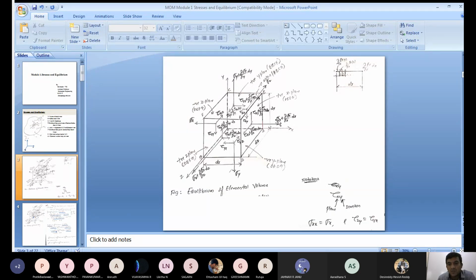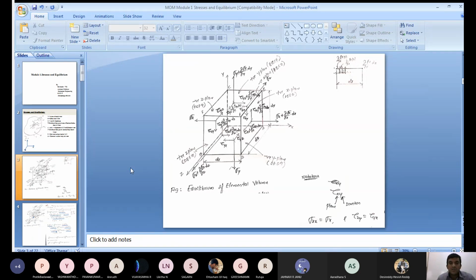Stress component means normal stress acting along the x-axis, that is sigma x. Shear stress acting on the x plane in the y direction is tau xy. That is a shear stress component. Similarly, tau xz is shear stress acting on the x plane in the z direction. Those are called stress components. How do you represent them? In tau xy, tau stands for shear stress, the first subscript x stands for plane, and the second subscript stands for direction. Tau xy is nothing but shear stress acting on the x plane in the y direction.